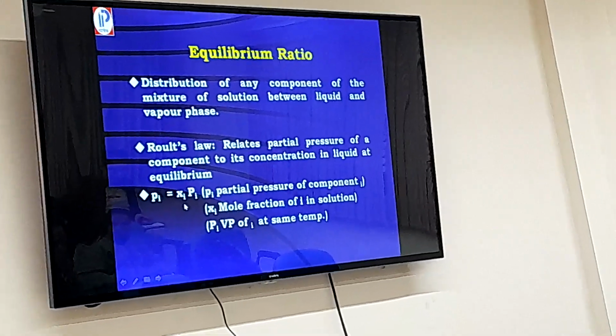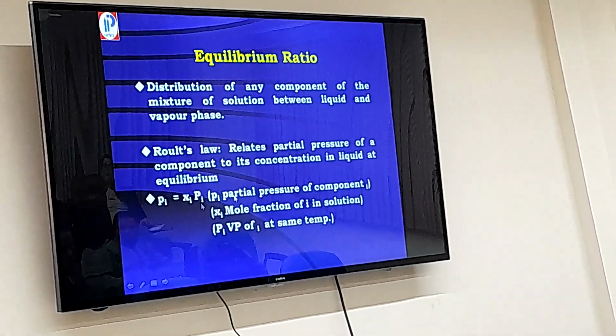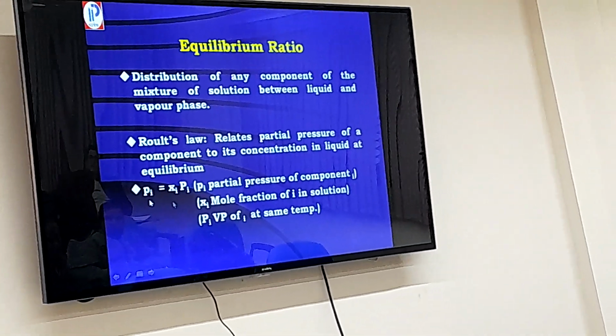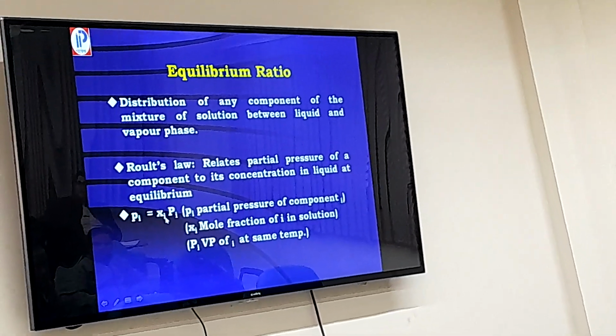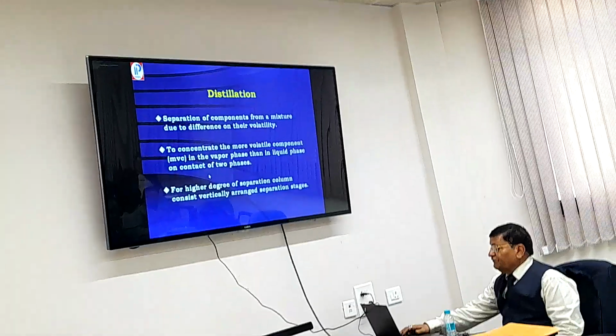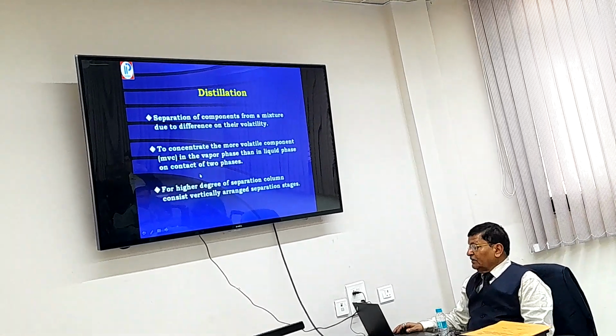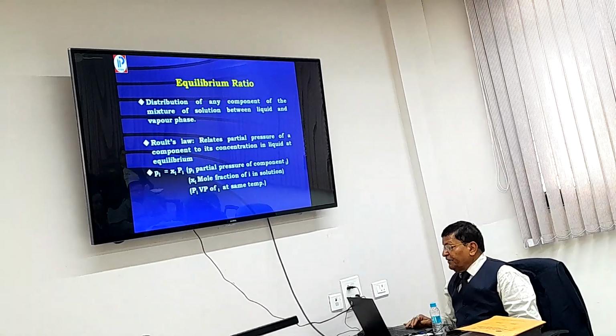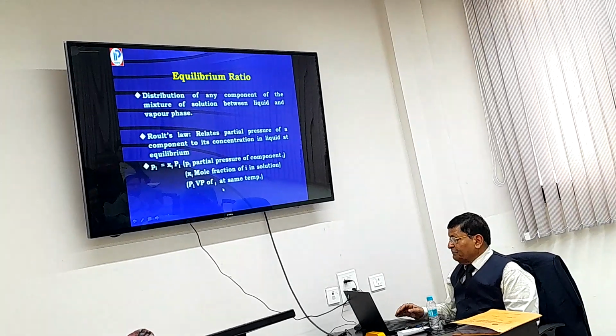Pi is equal to Xi Pi. Pi is the partial pressure of component i, Xi is the mole fraction of i in solution, and Pi is the vapor pressure of i at the same temperature.